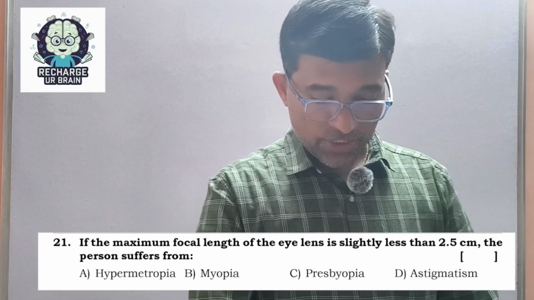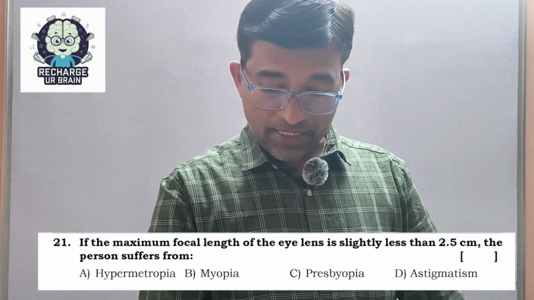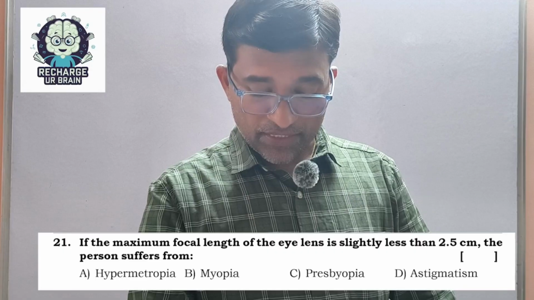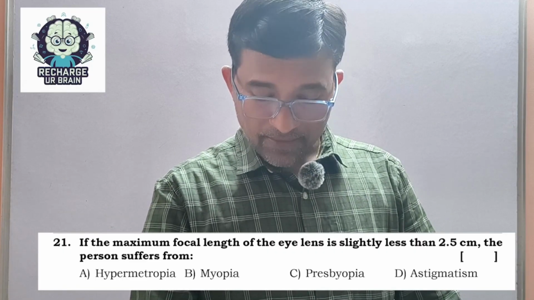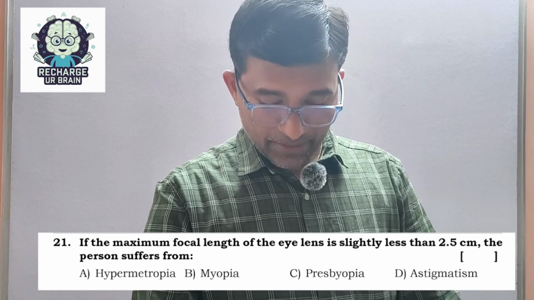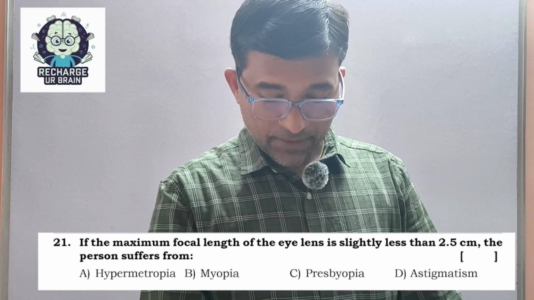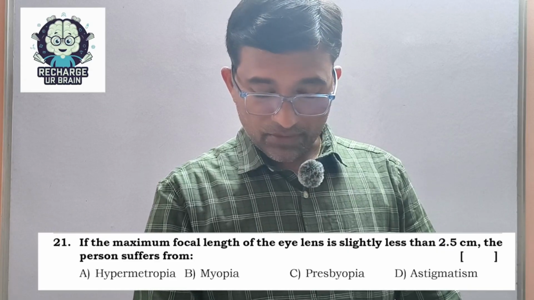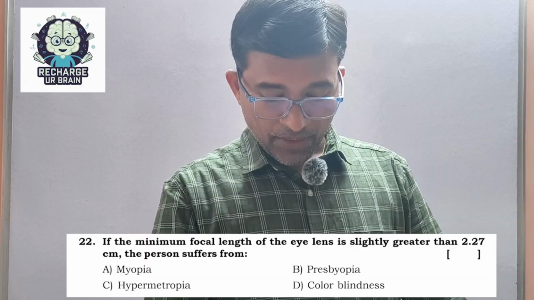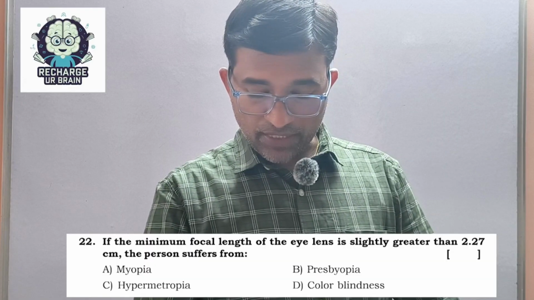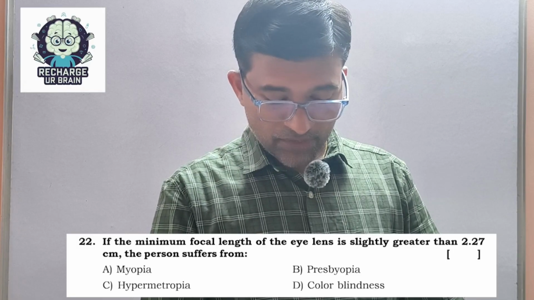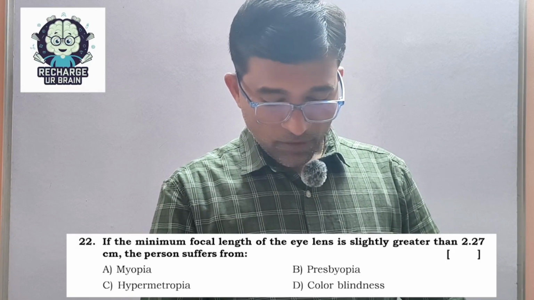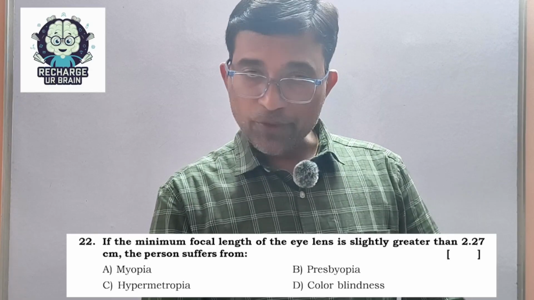And next, 21st question. If the maximum focal length of the eye lens is slightly less than 2.5 centimeter, then the person will suffer with myopia. Next question is somewhat related to that. 22nd one: if the minimum focal length of the eye lens is slightly greater than 2.27 centimeter, the person suffers from, for this the right option is C, hypermetropia.